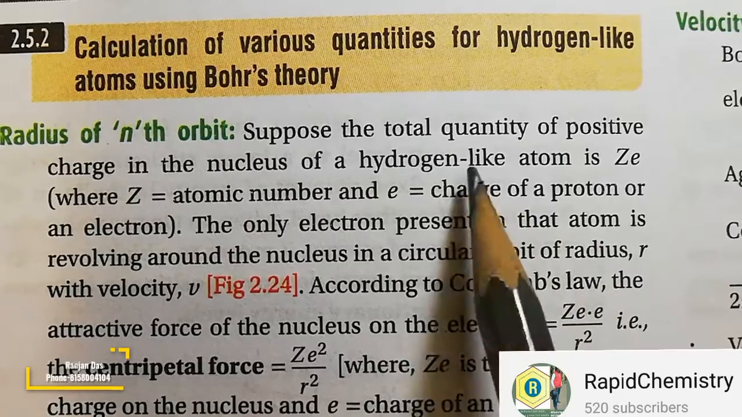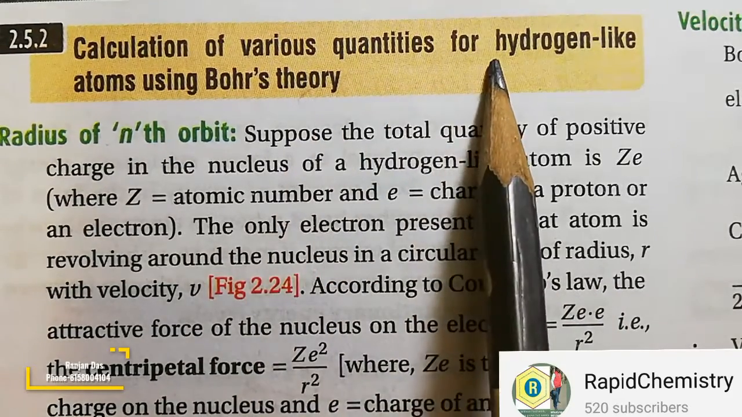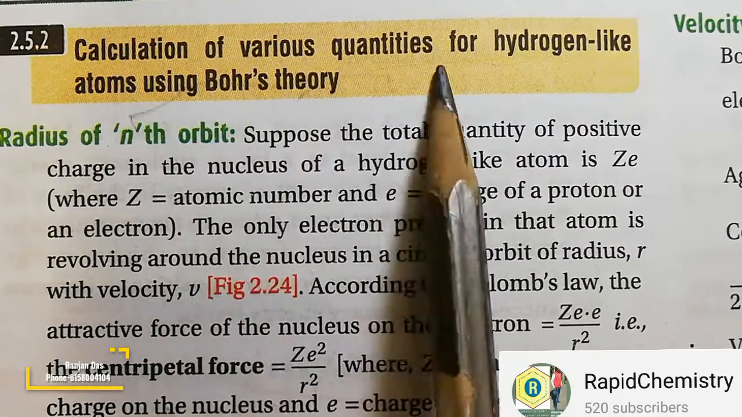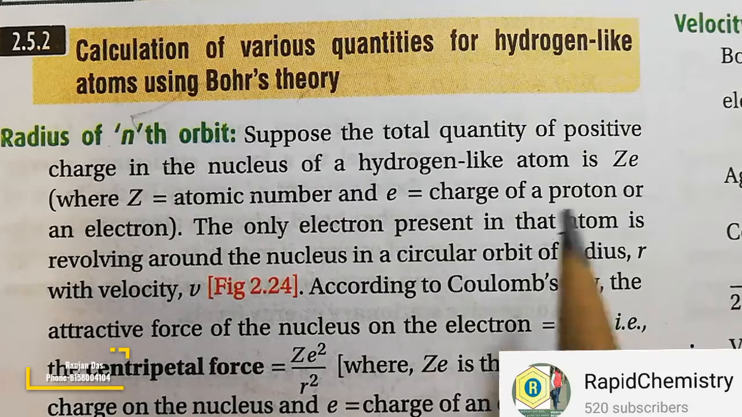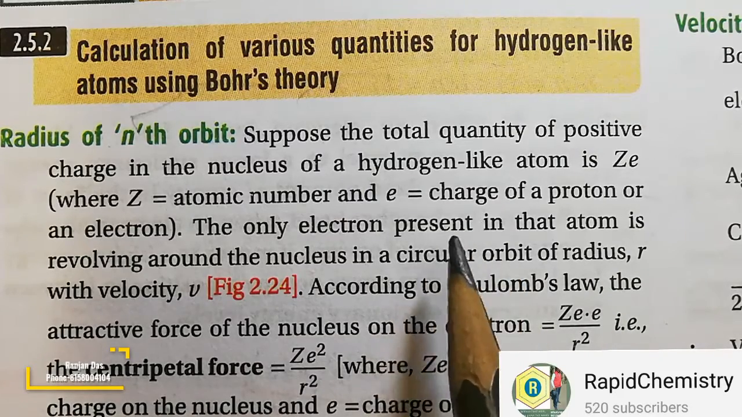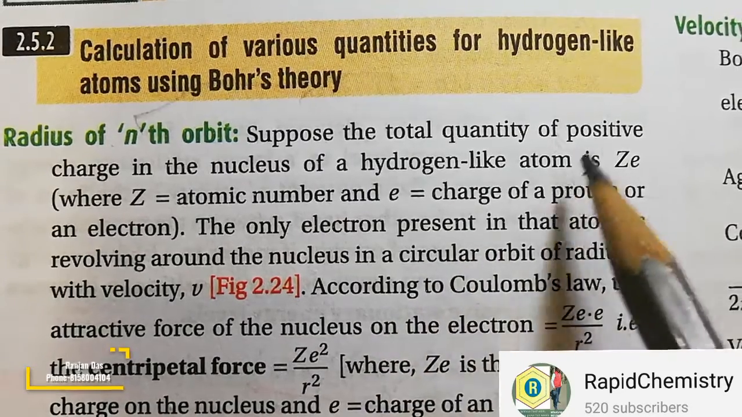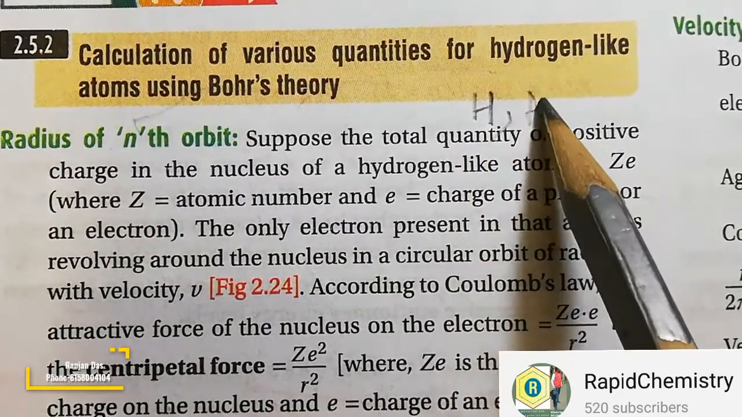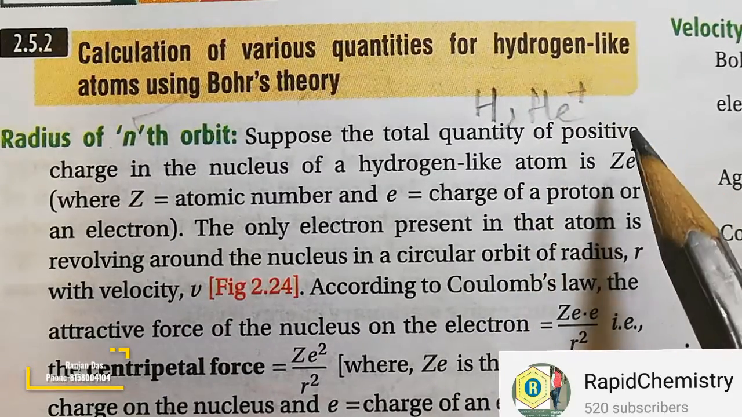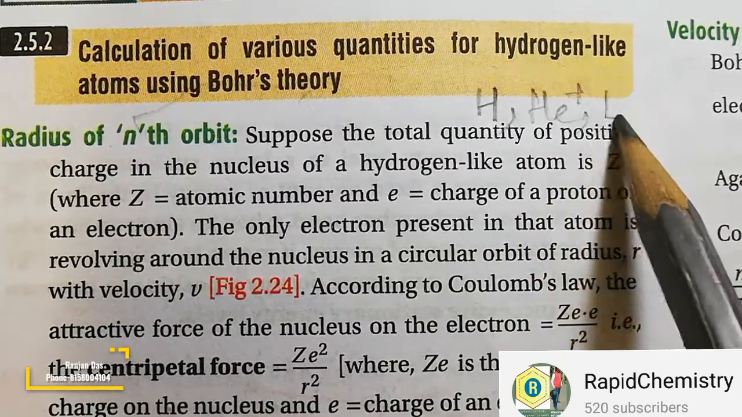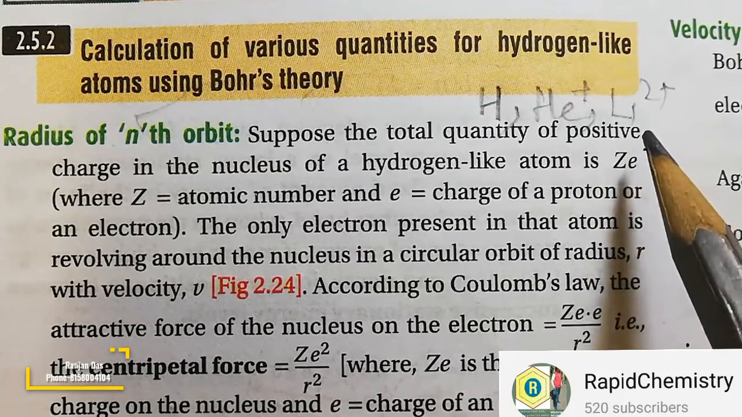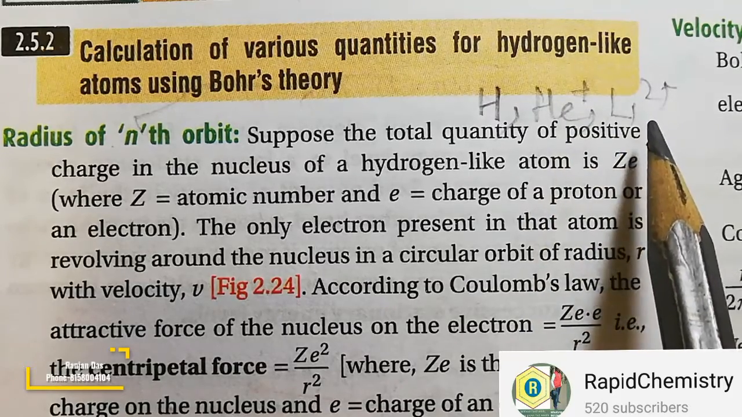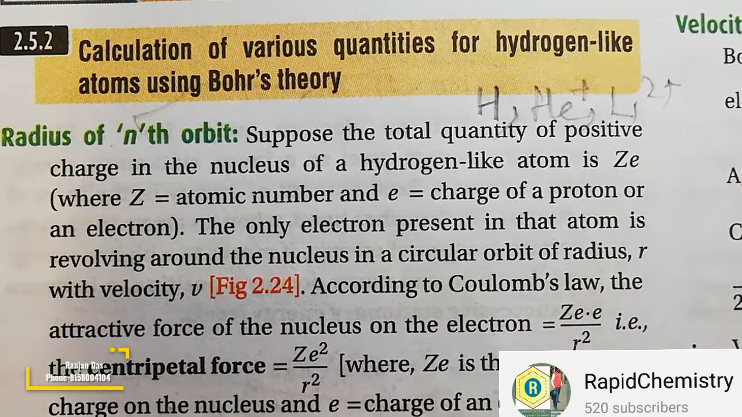Now we will discuss the calculation of various quantities for hydrogen-like atoms using Bohr's theory. First we have to know what hydrogen-like atoms are. Hydrogen-like atoms are all those atoms having only one electron. That is hydrogen itself, helium single plus, lithium 2 plus, and beryllium 3 plus, each having a single electron.